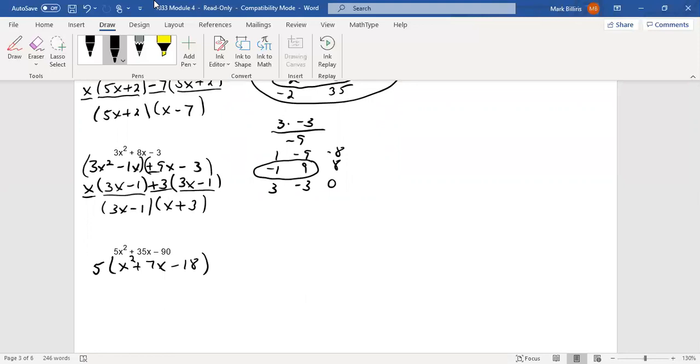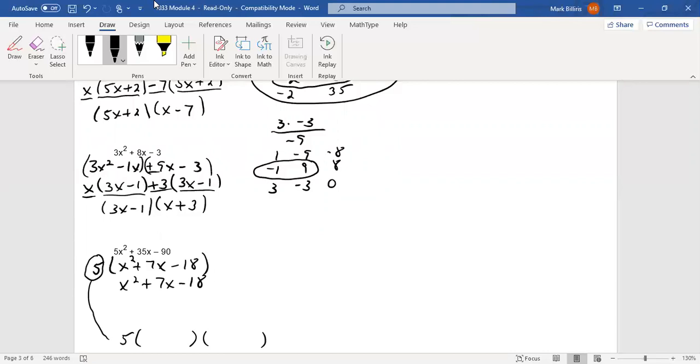So what I recommend doing is I circle this 5 and move it down. So it will be a part of my final answer one way or the other. So if what's inside parentheses doesn't factor further, that would be your final answer. But now what I want you to do is only concentrate on what's inside the parentheses. So we're going to look at x squared plus 7x minus 18.